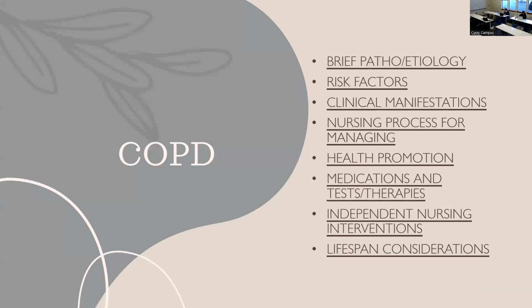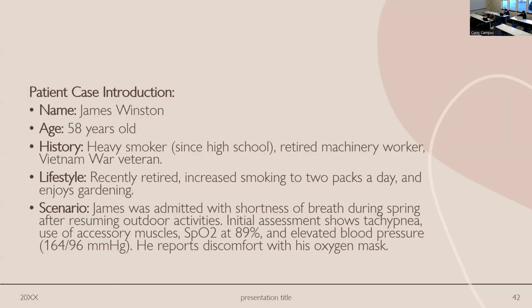All right, chronic obstructive pulmonary disease. Another fun chronic illness to have. All right, so this is James. I thought it was John, but it's James. He's a 58-year-old male, heavy smoker since high school, retired machinery worker and Vietnam War vet. Lifestyle: he recently retired, increased smoking to 2 packs a day, and enjoys gardening.